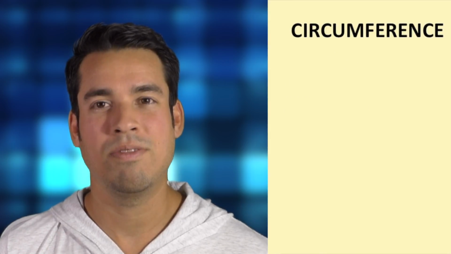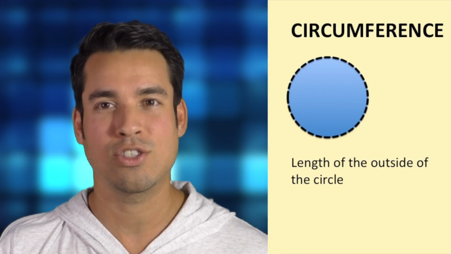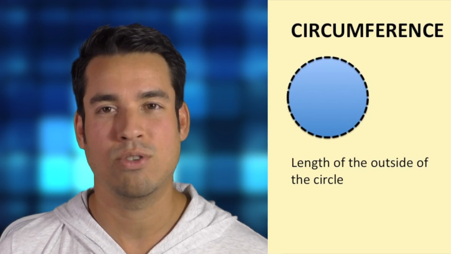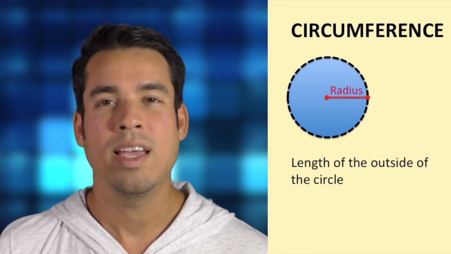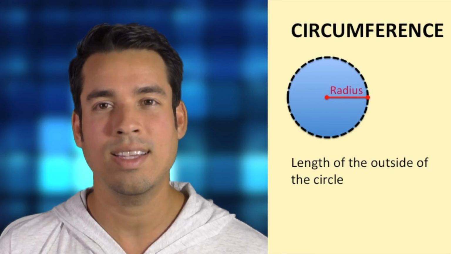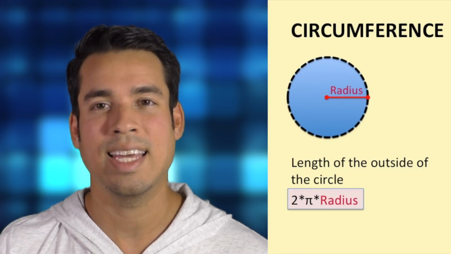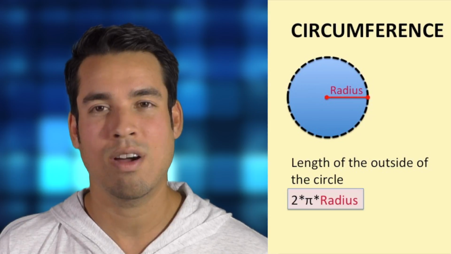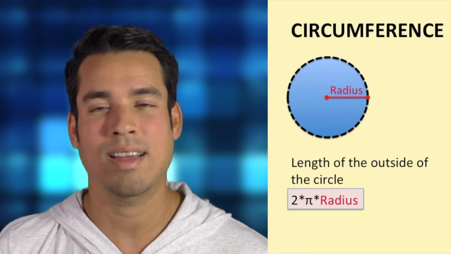The next concept to be familiar with is circumference. So what is circumference? Circumference is simply the length around a circle. It's really important to know how to calculate circumference if you're given the radius. So this is a very important formula. If you know the radius, you can calculate the circumference by multiplying the radius times 2 and then again times pi. So the formula to calculate circumference of a circle, if you know radius, is 2 times pi times r.